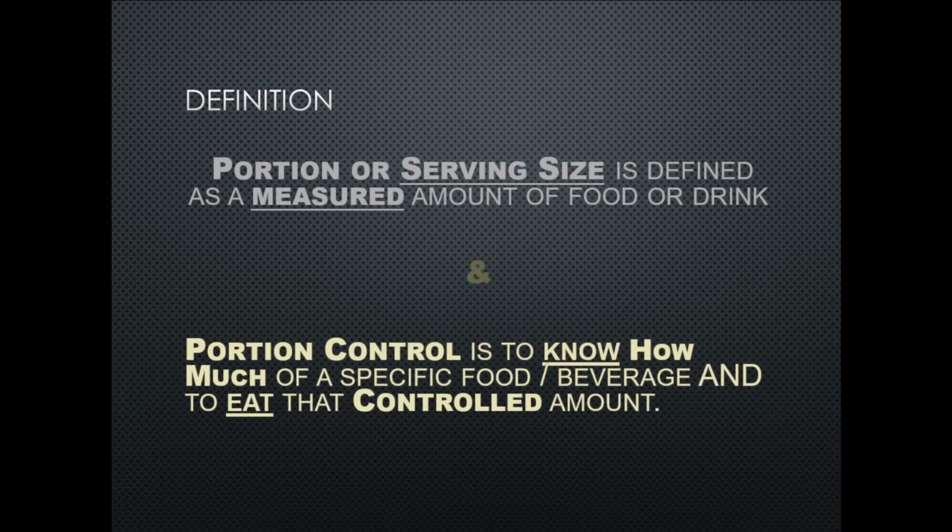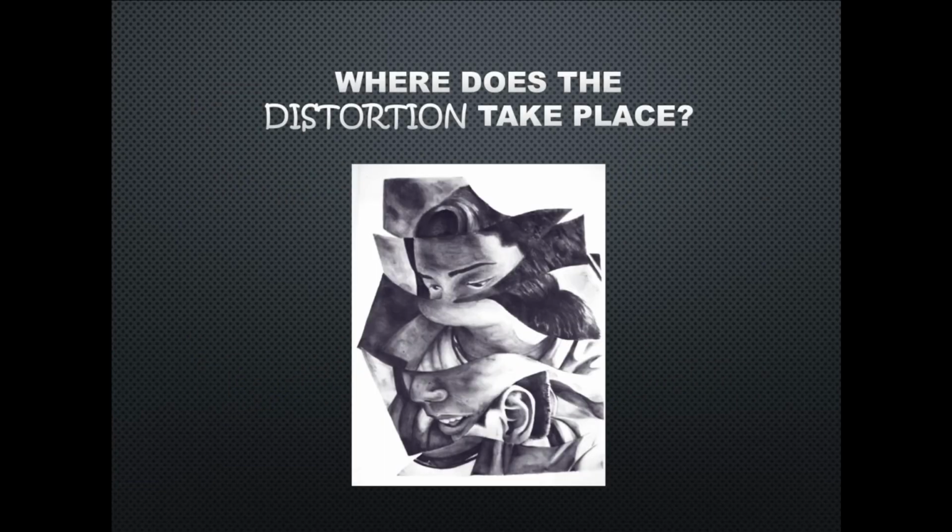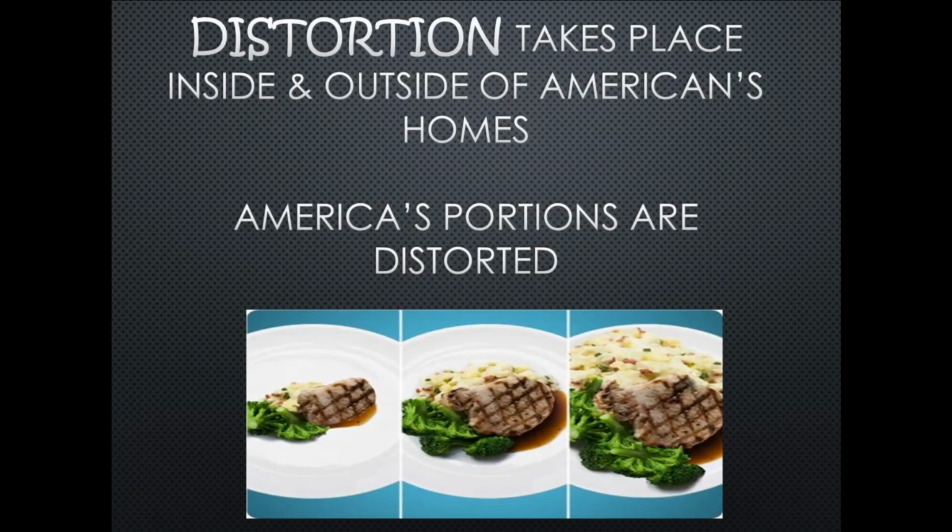So the definition of a portion or a serving size is it's a measured amount of food or drink, such as a half cup, a quarter cup, a fistful. Portion control is to know how much of a specific food or beverage and to eat that controlled amount. So where does distortion take place? Distortion takes place inside and outside of Americans' homes.